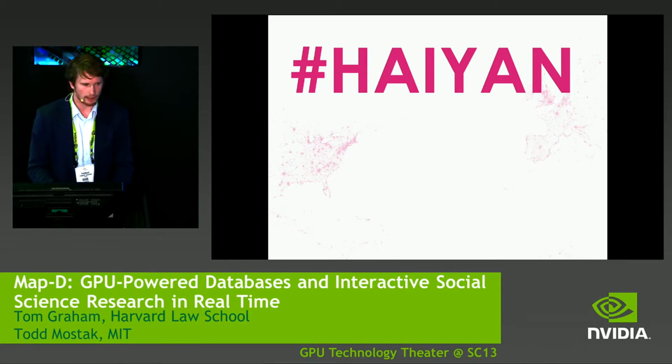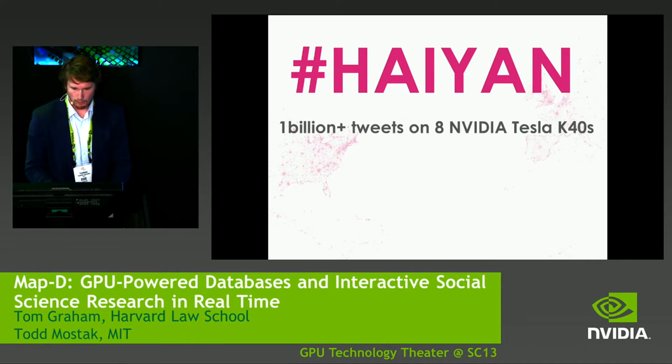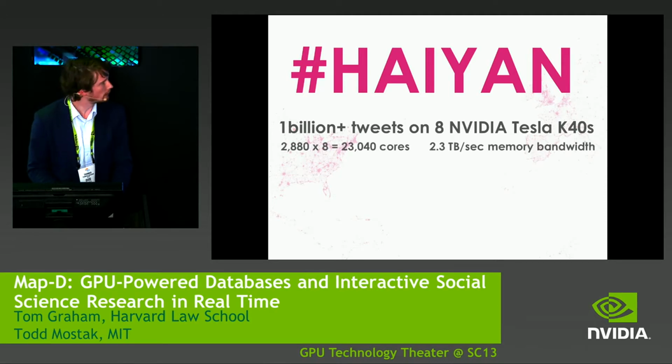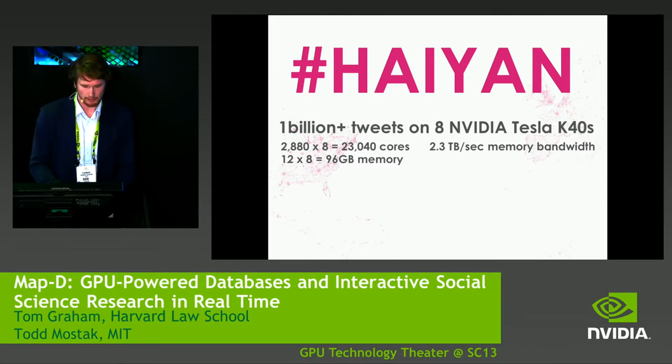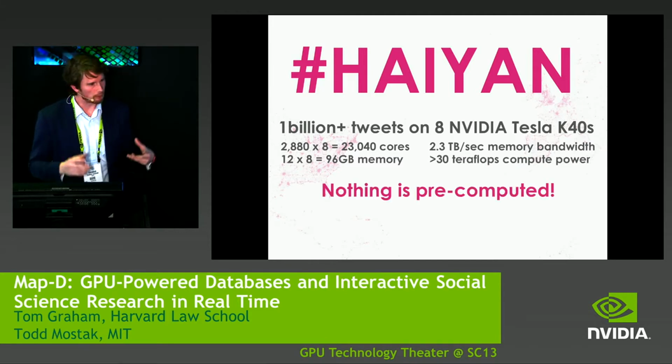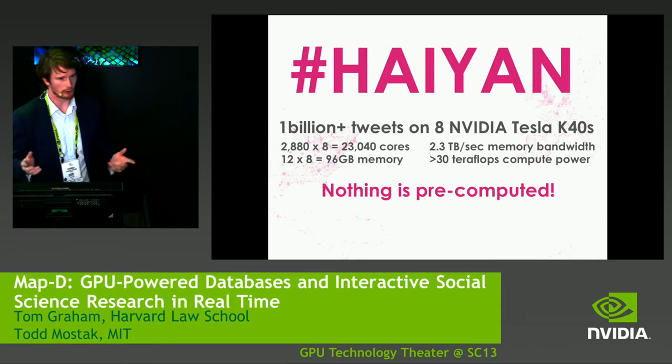We're going to talk about Haiyan, the superstorm that flew through the Philippines most recently and unfortunately. We've got 1 billion tweets on 8 Nvidia Tesla K40s. That's about 23,000 cores, 2.3 terabytes per second of memory bandwidth. All of that data is stored in memory on 96 gigabytes of GPU memory and about 30 teraflops of compute power. And the important thing to realize here is that nothing is pre-computed.